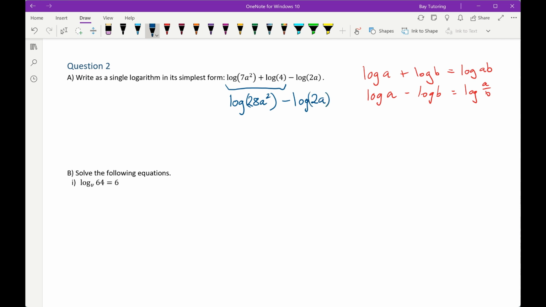So the next one is subtraction. To subtract logs, we write them as a single log and divide the arguments inside them. So 28a squared divided by 2a. Well, 28 divided by 2 is 14. A squared divided by a is a. So that leaves us with 14a. And that is the answer. We have written that as a single logarithm. We can't simplify that any further. So that's that question done, and that is an achieved question.